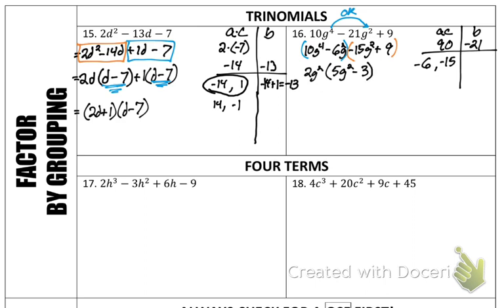I'm going to run out of room pretty quick. I'm going to go ahead and write smaller maybe. All right, the biggest thing I can pull out of negative 15 and 9, you do want to pull out the negative version of it, because negative 15. So I'm going to pull out a negative 3. I'm going to erase this so I have room. That's going to give me a positive 5g squared. 9 divided by negative 3 is going to be a negative 3. And our end answer is going to be 2g squared minus 3 times 5g squared minus 3.